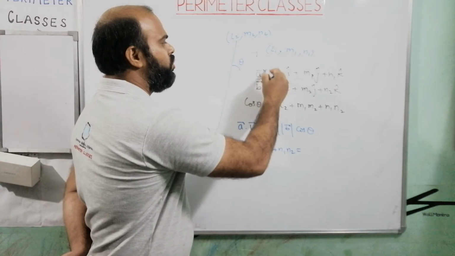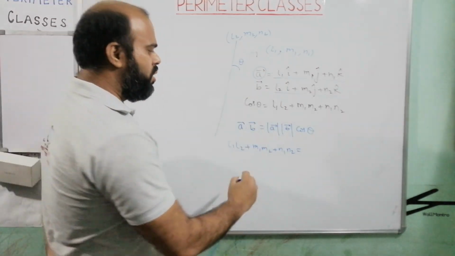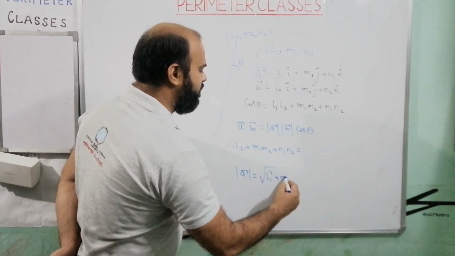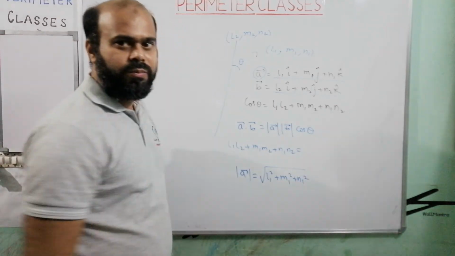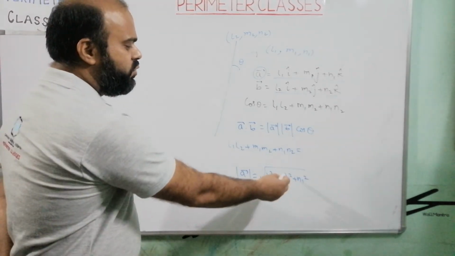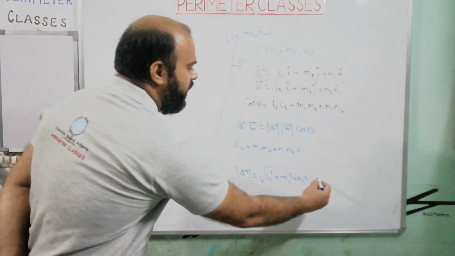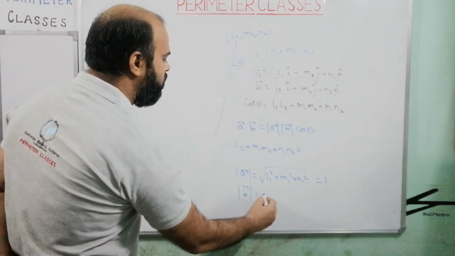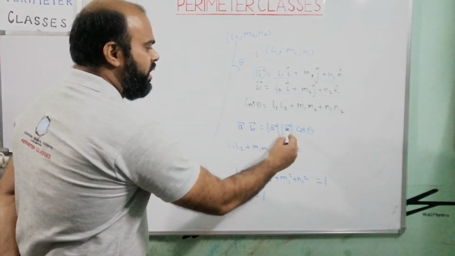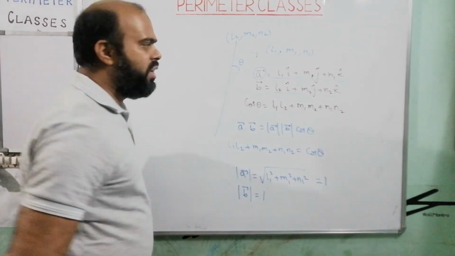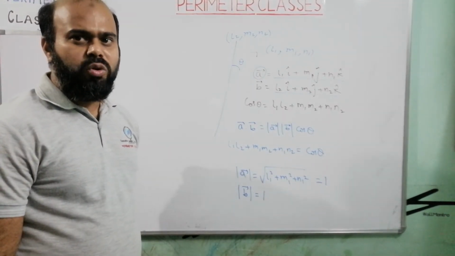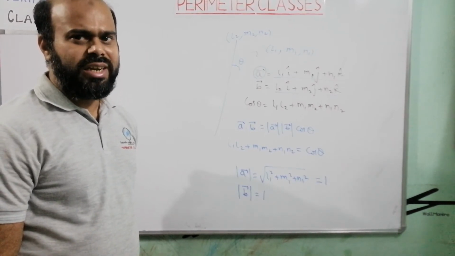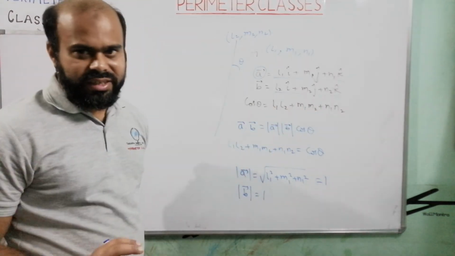Modulus of A. Can you tell me what the modulus of A is? Mod of A is nothing but root over L1 square plus M1 square plus N1 square. And we already know that L1 square plus M1 square plus N1 square is equal to 1. Similarly, mod of B will also be 1. So 1, 1, and finally cos theta. This is the manner in which we can prove that the cos of the angle between two lines whose direction cosines are given can be written like this.